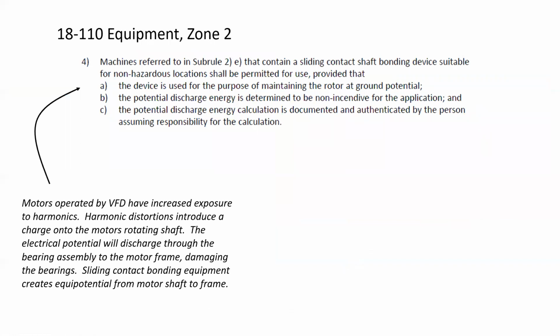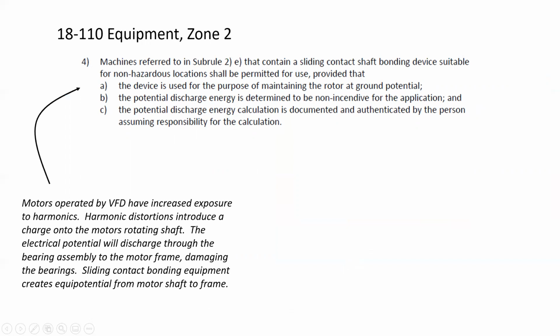Finally, what else is referred to with machines and motors? Well, machines referred to in subrule 2 item E that contain a sliding contact shaft bonding device. What the heck is that? Well, it's a device used for the purpose of maintaining the rotor at ground potential. And it says it has to be evaluated and authenticated by someone with humongous amounts of responsibility with a calculation. Now, where would you use this?